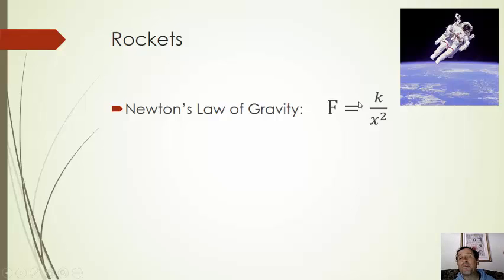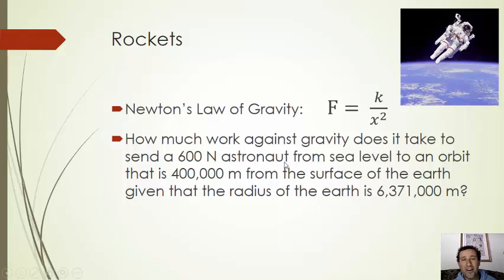Now, once I have a formula for F, then I can think about work done. So here's an example. How much work against gravity does it take to send a 600 Newton astronaut from sea level to an orbit that is 400,000 meters from the surface of the Earth, given that the radius of the Earth is 6,371,000 meters? So it's going to take a bit of work.